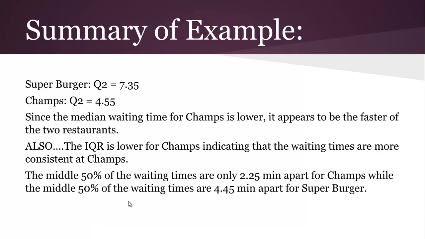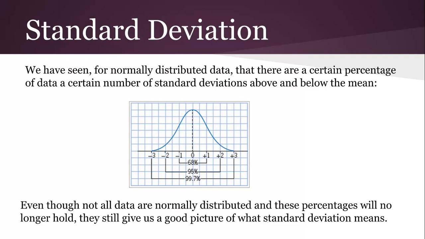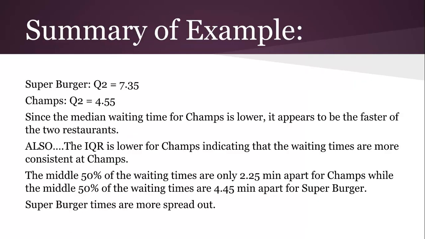We don't just say, oh, the IQR is this. We say the middle 50%. Super Burger times are more spread out. So that's what we refer to as range or interquartile range. And stay tuned to the next video for discussion on standard deviation.